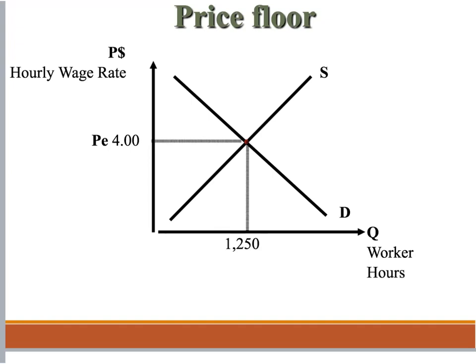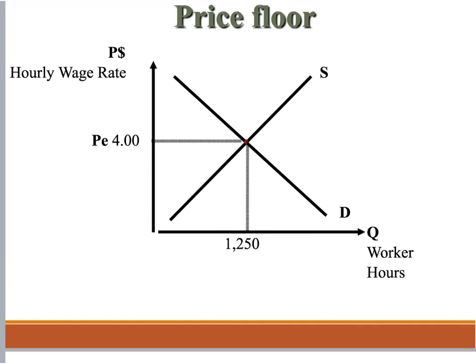Again, basic supply and demand analysis can be used to show the potential impact of a price floor or minimum wage in the market for unskilled labor. Suppose supply and demand conditions in the market for unskilled labor can be described by the model shown. The equilibrium wage rate in this market is about $4 per hour. At that wage rate, firms are willing to employ about 1,250 hours of labor services. Workers are willing to supply 1,250 hours of labor services at a wage of $4.